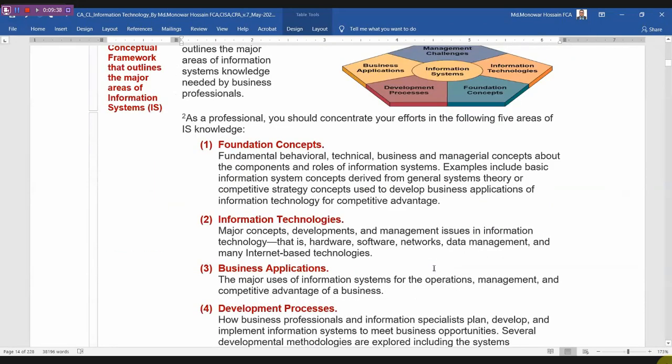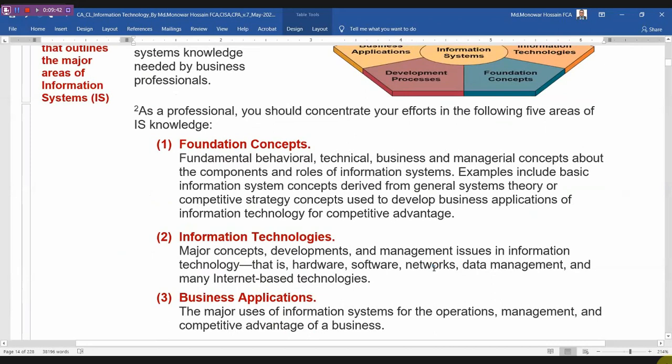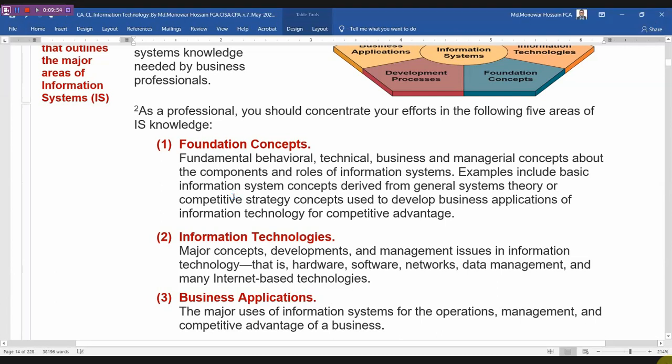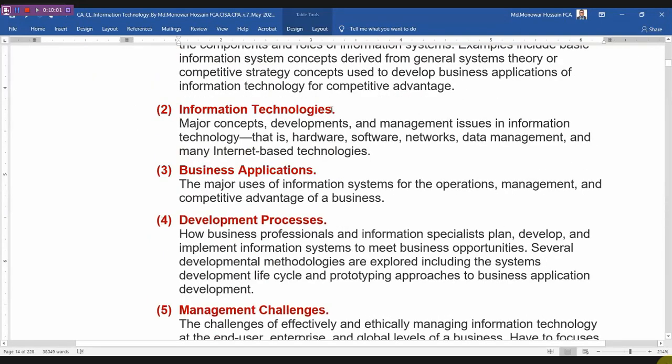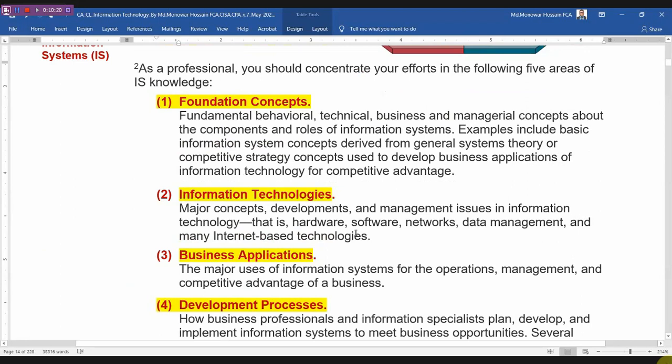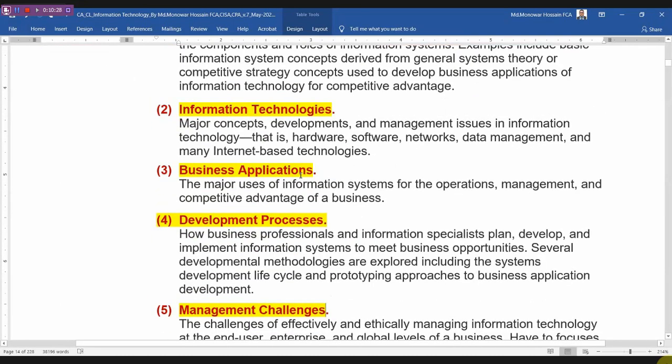As a professional, you should understand all five areas of information system knowledge: fundamental concepts, information technologies, business applications, development process, and management challenges. Fundamental concepts are the technical, behavioral, business, and managerial concepts about the components and the role of information systems. Information technology covers hardware, software, networks, data management, and so on, within the information technologies domain.